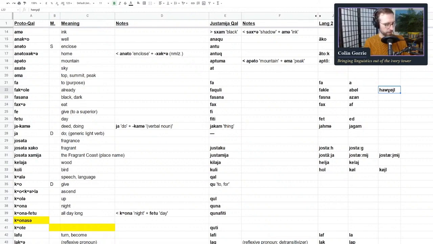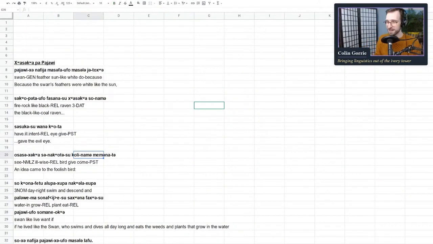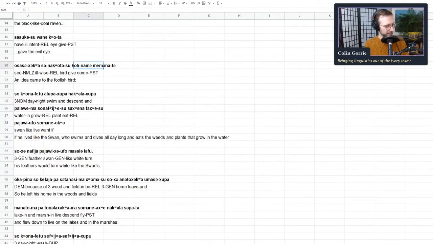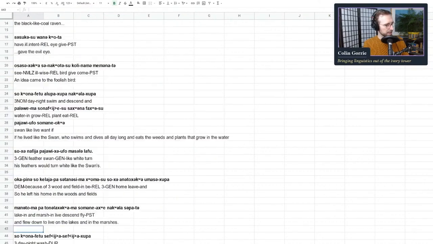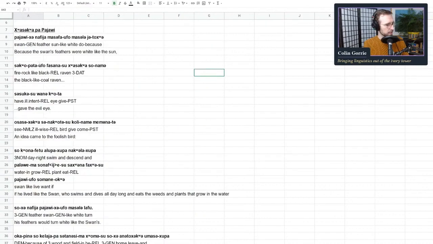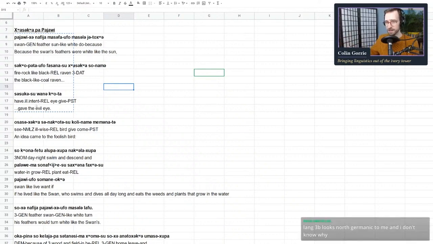Let's take something from our Prototext. Eventually, I'm going to have to write another text in one of these languages, but again, today is not that day. So what is a good sentence? This one. So we have, because the swan's feathers were white like the sun, the black like coal raven gave it the evil eye.